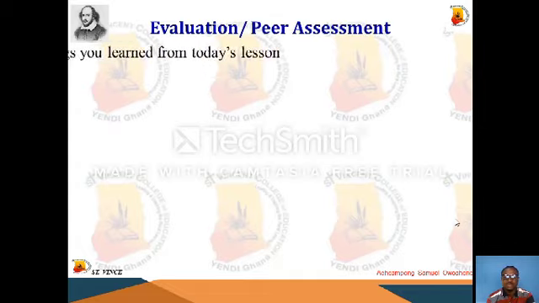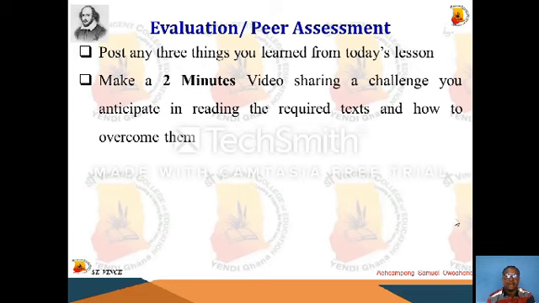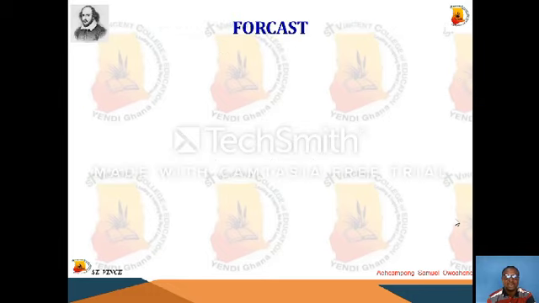And after that, we'll do a peer evaluation. You post on the platform any three things that you learned from today's lesson, personal observations, not just from the slides but from the presentation as well: good things and suggestions for improvement. You will also make a two-minute video of yourself sharing the challenges you anticipate in reading the required text and how you plan to overcome them. Not more than two minutes. Then you upload it onto the platform for all of us to watch, and after you upload, we will all have a discussion of that.